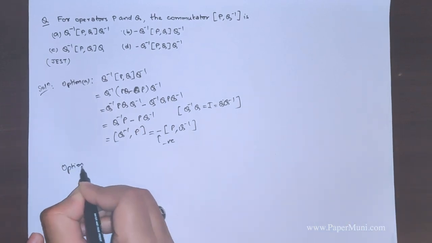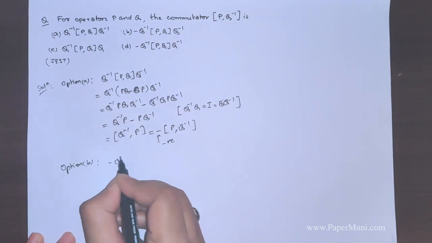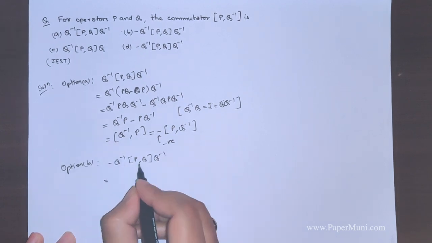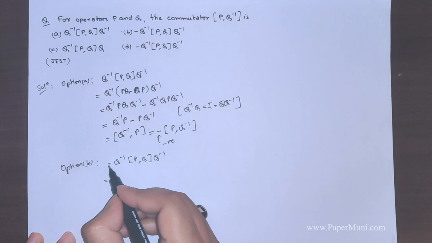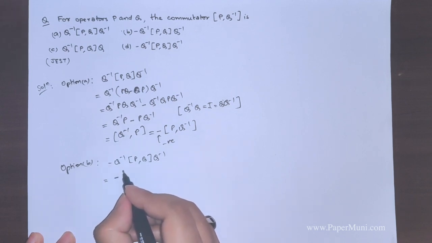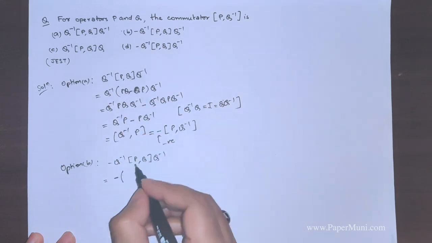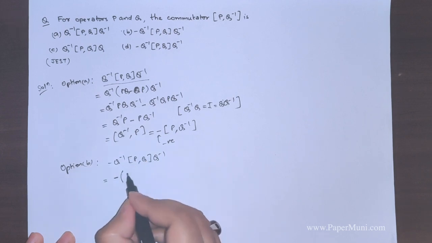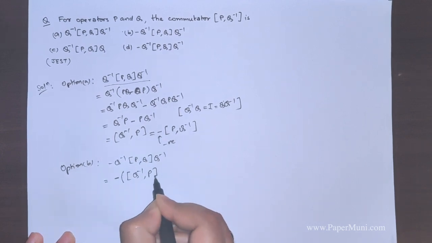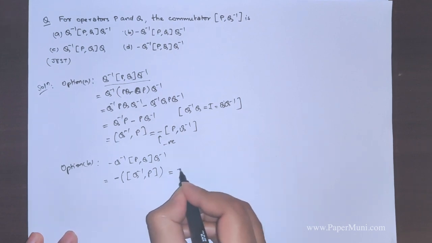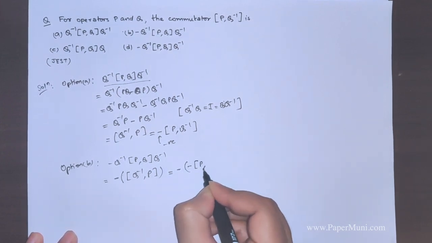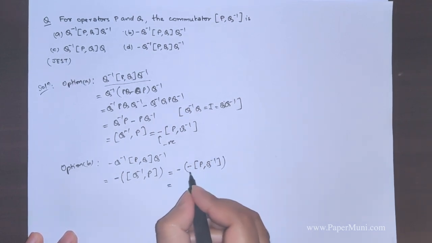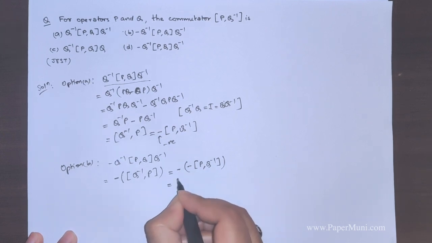So this is minus Q inverse P Q inverse. Now we have already solved this one, right? It's the same, just the negative sign is extra. So we can directly use this result from option A. We know that this quantity will result in the same thing, so this will give you Q inverse P. Now using the anti-symmetry property, this will give you minus P Q inverse. So this will be minus minus, so this will be P.